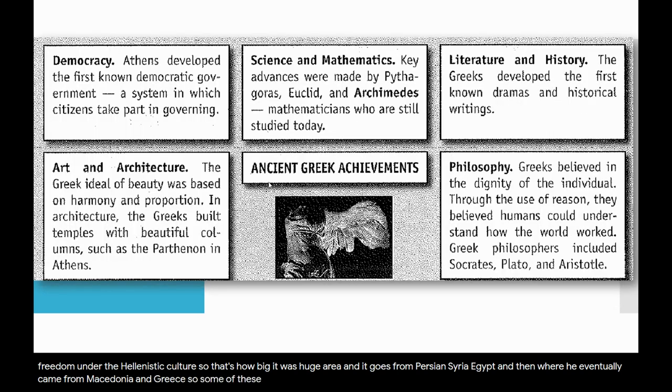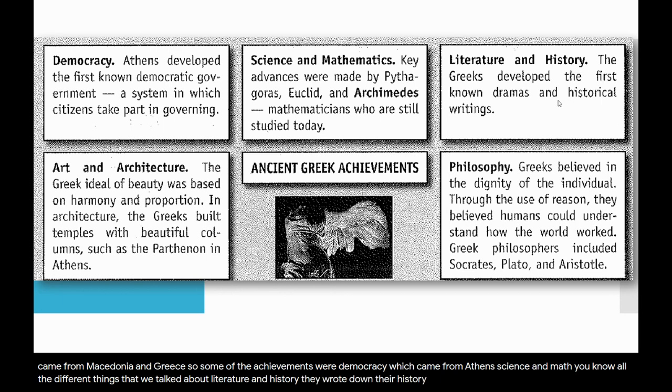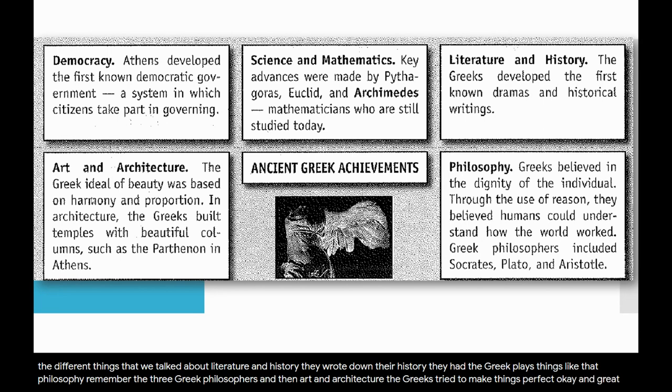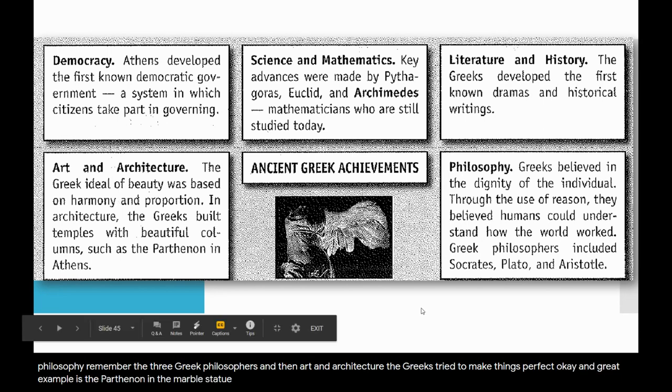So some of the achievements were democracy, which came from Athens, science and math, all the different things that we talked about. Literature and history, they wrote down their history. They had the Greek plays, things like that. Philosophy, remember the three Greek philosophers. And then art and architecture, the Greeks tried to make things perfect. Okay, and a great example is the Parthenon and the marble statues and things like that the Greeks had.